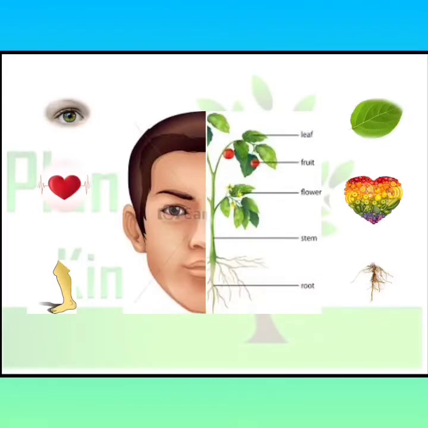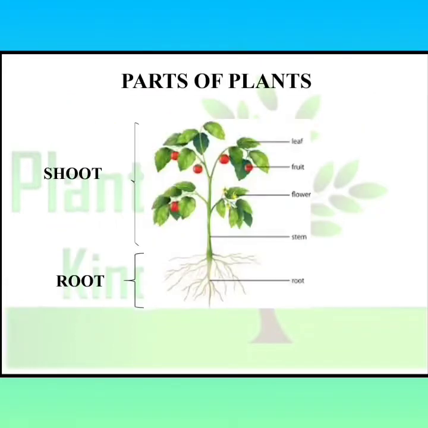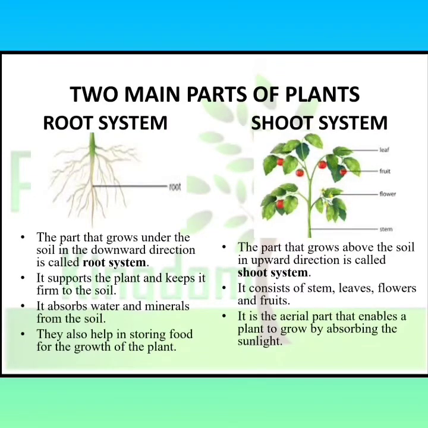Like we human beings have different parts and their functions, like eyes to see, legs to walk, hands to write, lips, tongue, teeth to speak, nose to smell, skin to feel, ears to hear. Similarly, plants have different parts to do various functions. Two main parts of the plants are shoot system and root system. Let's know what is shoot system and what is root system.